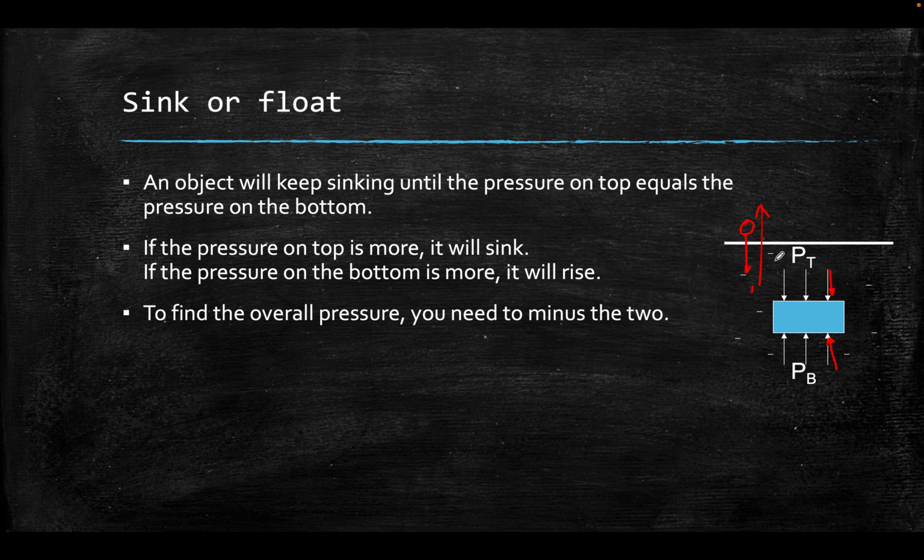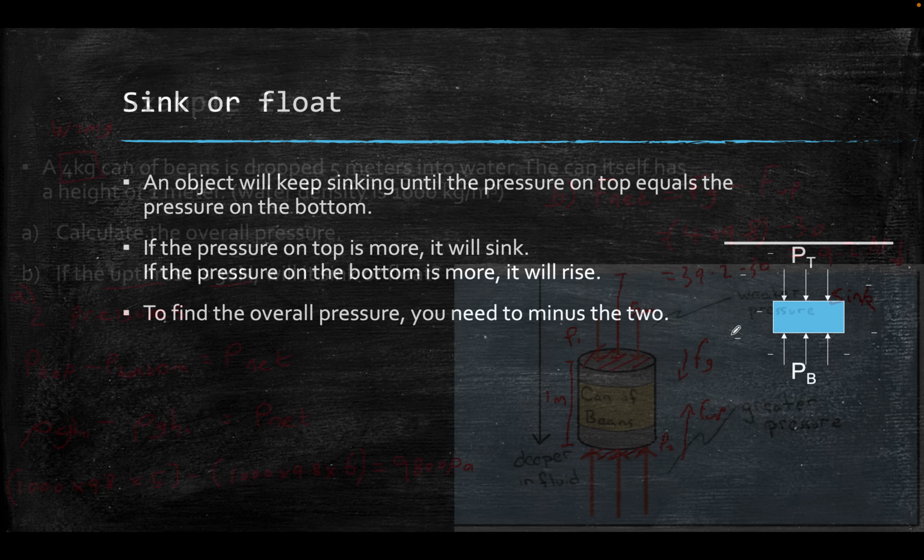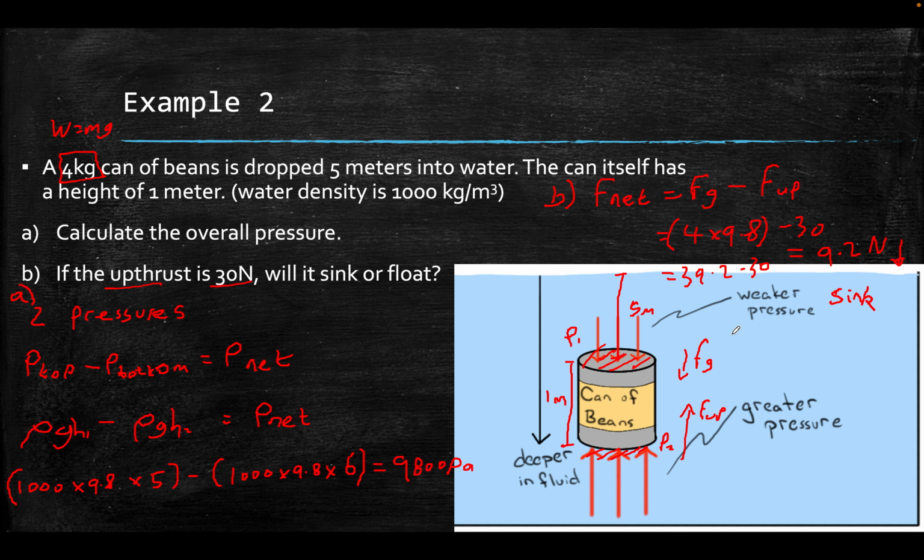So to find the overall pressure, you will subtract the pressure at the top minus the pressure at the bottom, and you will see the difference. When it becomes 0, then you know it will continue to float in the same place.